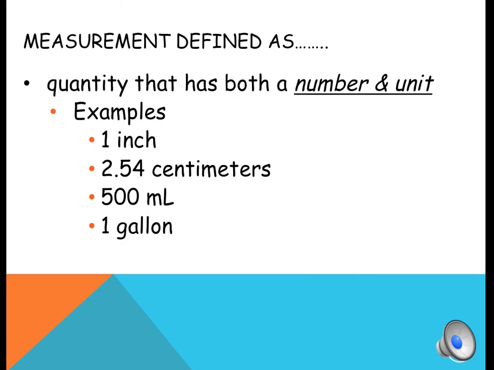Measurement is defined as a quantity that has both a number and a unit. We don't just say that there's 5 or we have 20. We say we have 1 inch or 2.54 centimeters, 500 milliliters, or a gallon of something.